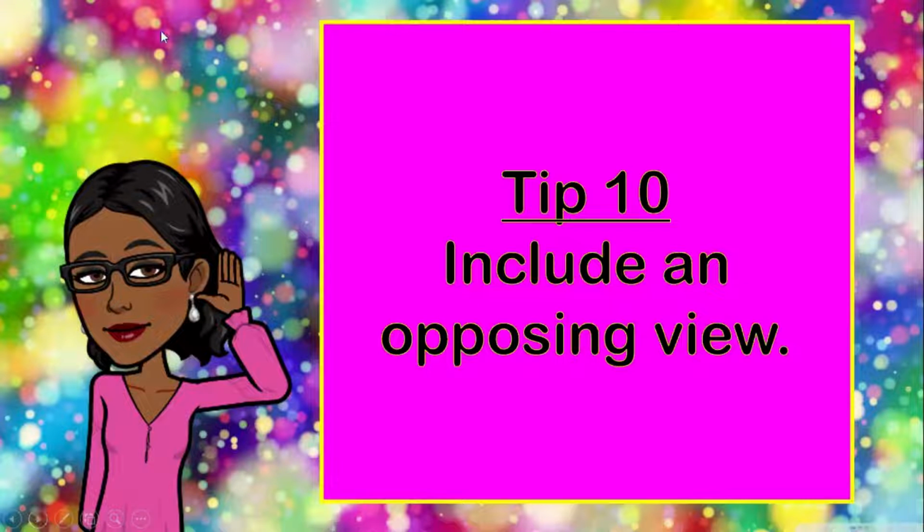Tip 10, include an opposing view. It's very important that if you agree with the topic, that you include a little something that disagrees with it, or you want to present the other side of the argument. You don't want your paper to seem one-sided. So it's very important that you at least acknowledge what another person might be thinking and how what they are thinking might affect the overall analysis. So it's very important that you include an opposing view.